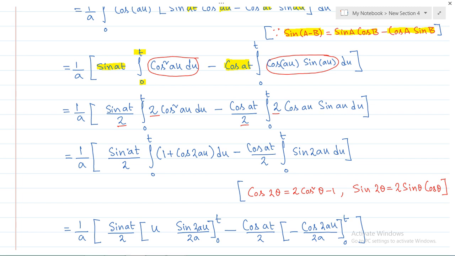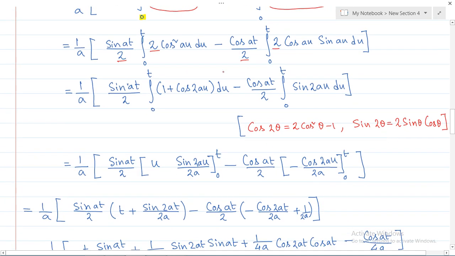After doing this, we know the cos double angle formula, that is cos 2 theta equals 2 cos squared theta minus 1, and sin 2 theta equals 2 sin theta into cos theta. So 2 cos squared au we can write as 1 plus cos 2au, du. Similarly 2 into cos au sin au is acting like 2 cos theta sin theta, which is nothing but sin 2 theta, so it will come as sin 2au du. Now we have to do the simple integration.